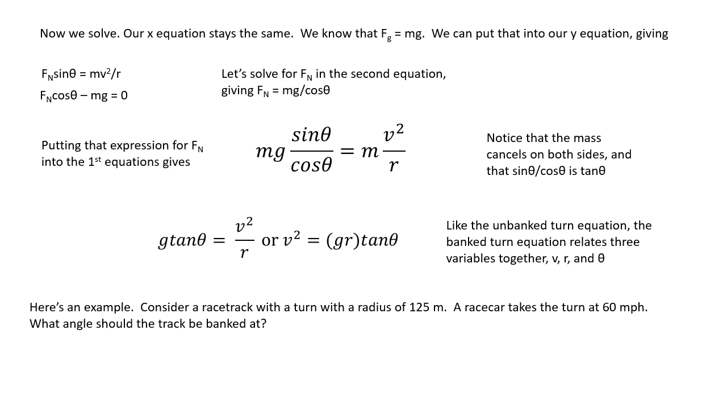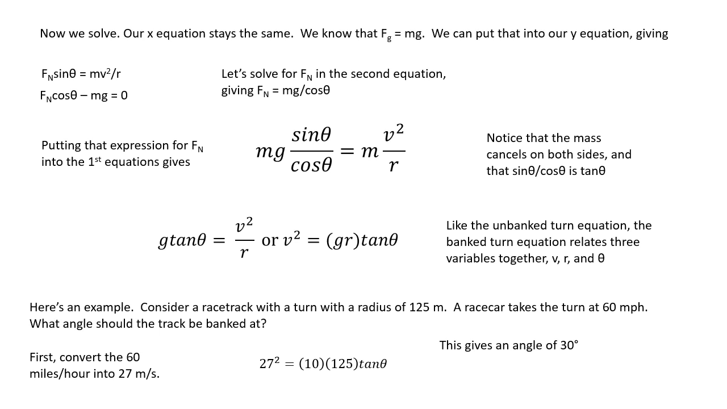Here's an example. Consider a racetrack with a turn of radius 125 meters. A race car takes a turn at 60 miles per hour. What angle should the track be banked at? Again, in this particular case, the only thing allowing my car to make the turn is going to be the incline of the track. If we added friction, we get a more realistic value, but that math is kind of hard. First, I convert the 60 miles per hour into 27 meters per second, put it into my equation, and I find that my angle is going to be about 30 degrees. That seems to be about right.